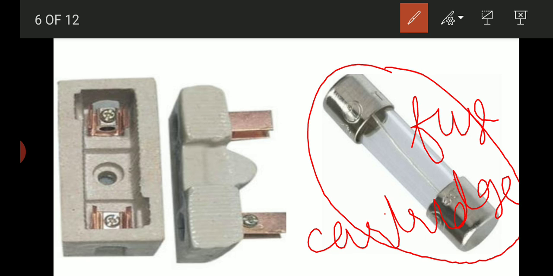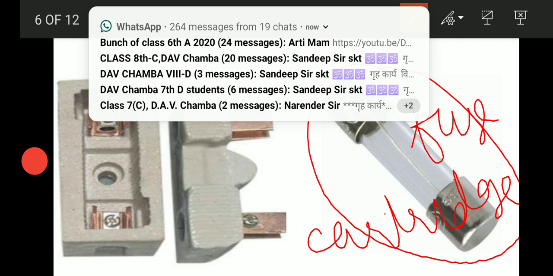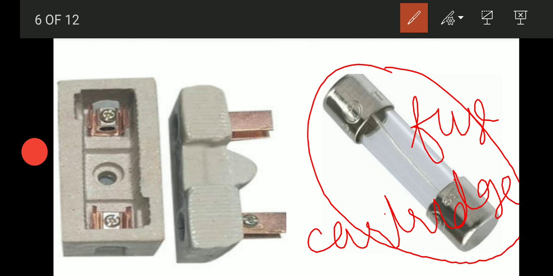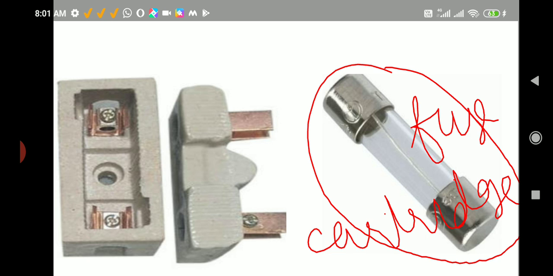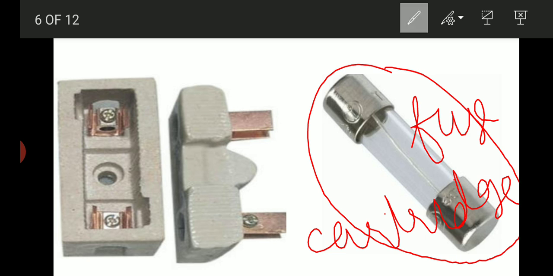And these cartridge fuses are used in electrical appliances, that is air conditioners, pumps, and other equipment, and they are used extensively in commercial, industrial, and agricultural applications, as well as residential fuse panels. And these are commonly used in our homes, and are made up of porcelain.